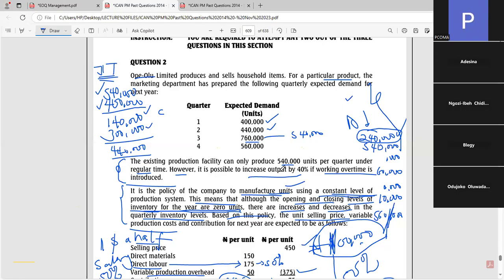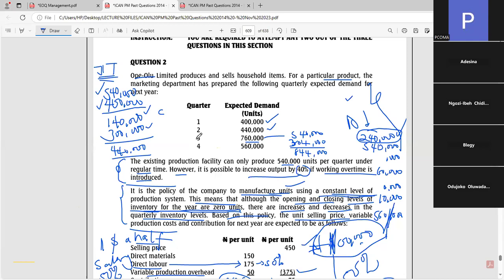The question now says that it is possible to increase output by 40%. If you increase output by 40%, it means that you are working overtime. So please do 40% of 760. What do we have? Increase that output by 40%. That's 304. Then add it to what you have produced. That's 844.